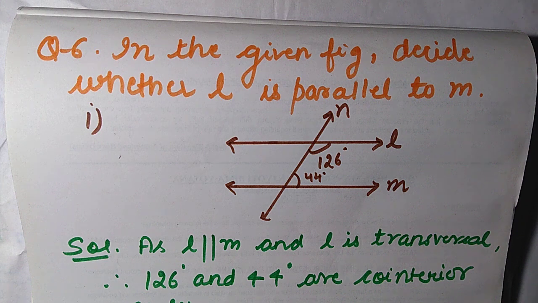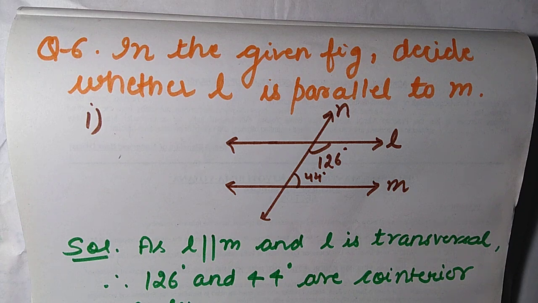Either you can prove one pair of corresponding angles are equal, or you can prove alternate interior angles are equal, or you can prove alternate exterior angles are equal, or the fourth one is that you can prove the sum of interior angles on the same side of the transversal is supplementary, which is the same as co-interior angles. The sum of co-interior angles must be 180. In this case I am taking one case, that is co-interior. I will check whether the sum of co-interior angles is 180 or not.